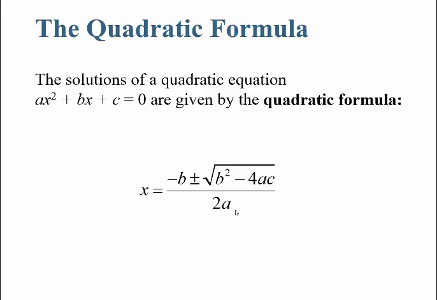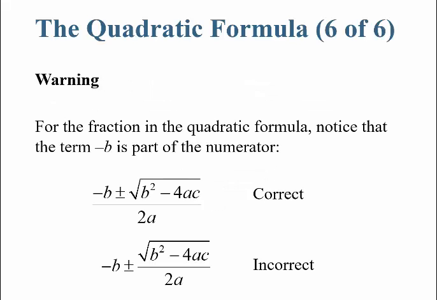All this is, is you plug the values right into the formula and it produces a solution for you. Just a warning, in the quadratic formula fraction, notice that the negative b is actually part of the numerator. So this is correct. If you put the negative b out in front and just divide the 2a by this, it's incorrect. So this right here is the full solution.